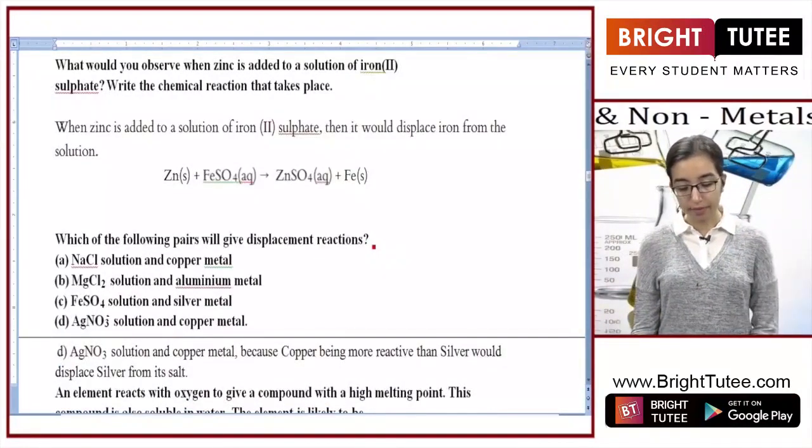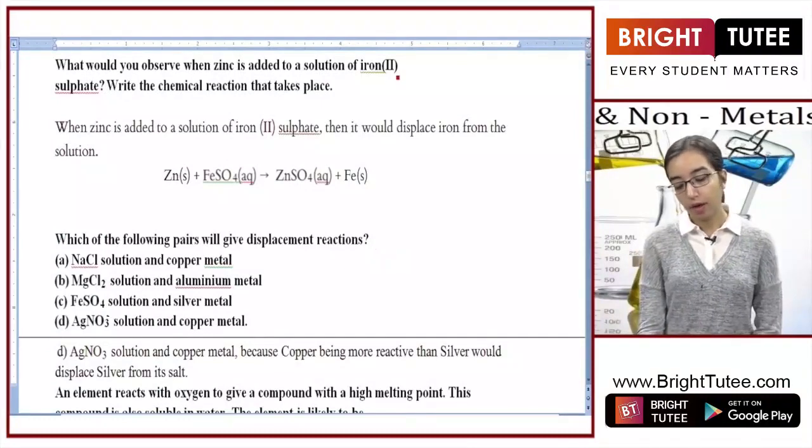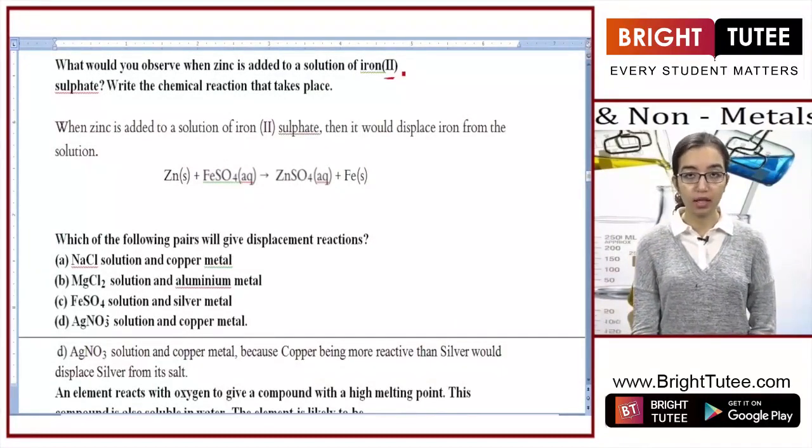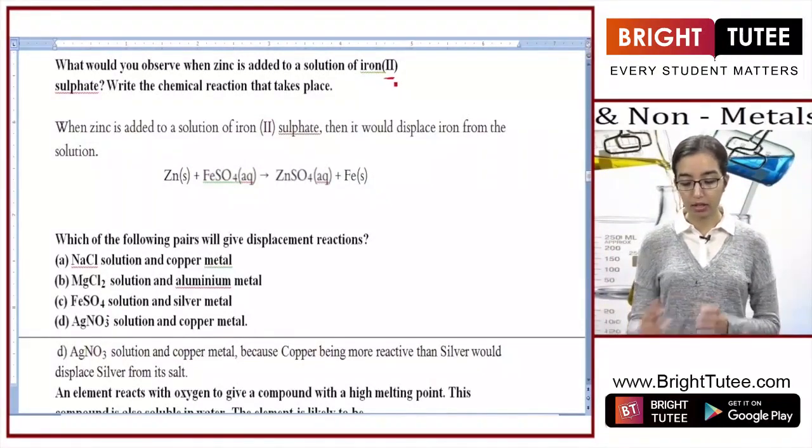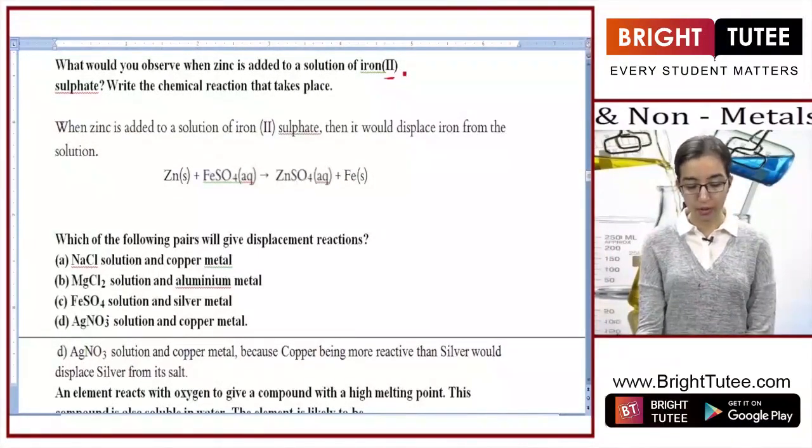What would you observe when zinc is added to the solution of iron sulfate? Write the chemical reaction that takes place. The 2 here signifies the valency. So iron shows both valency of 2 and 3. As you've seen, it forms Fe3O4, and because of its varying valency of 2 and 3, we have to keep in mind the valency. So that is why it's written 2 here.